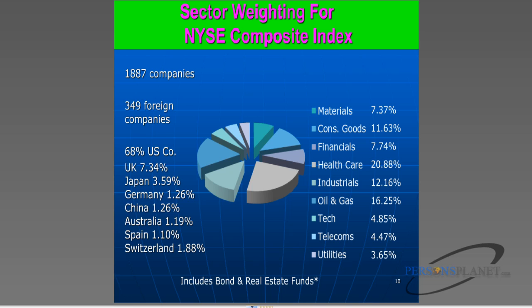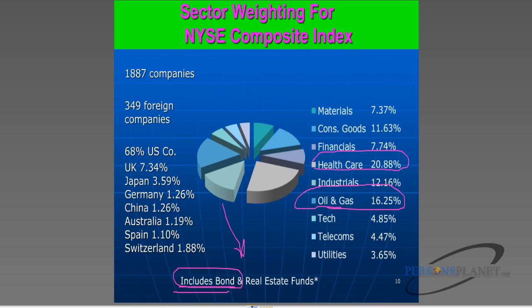Here's another interesting tidbit for you. The heaviest weight is in healthcare with 20%. Then you have oil and gas, 16%. And here's the worst part: real estate REITs and bond funds, which are priced or valued in price. So if bonds go down, then the sector that weighs in with bonds will also show the advance-decline collapsing, or showing more issues declining for that sector.